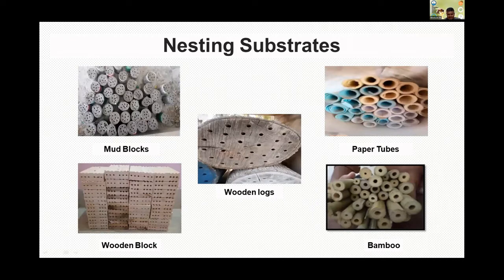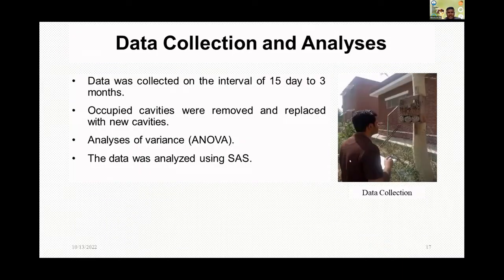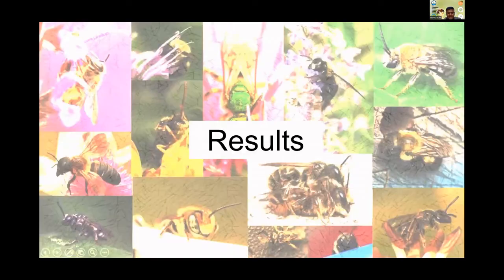Then these were the materials. As you are seeing in this picture, mud blocks were used, wooden blocks, wooden logs, paper tubes, and bamboo material. These were the 5 nesting substrate materials that were used for these trap nests. So the data was recorded at an interval of 15 days, and it was recorded up to 3 months. And occupied cavities were removed and replaced with new cavities. And then the data was further analyzed using analysis of variance by using software SAS. Then now the results.